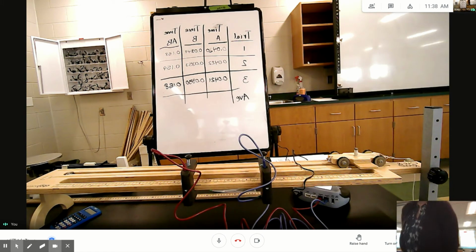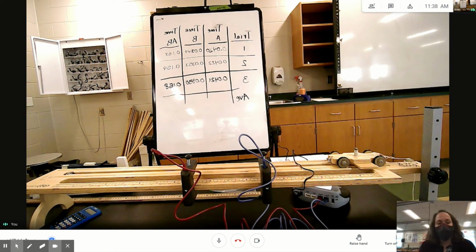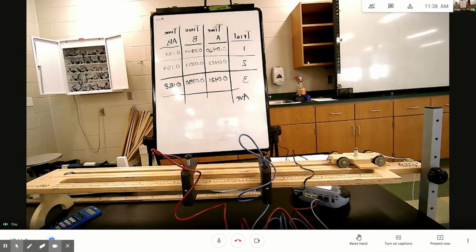The average times are the times that you're going to use for all of your calculations in the lab. So we have all of the data that we need. We just need to put it into the data table. Then you'll use these averages in your calculations over here.